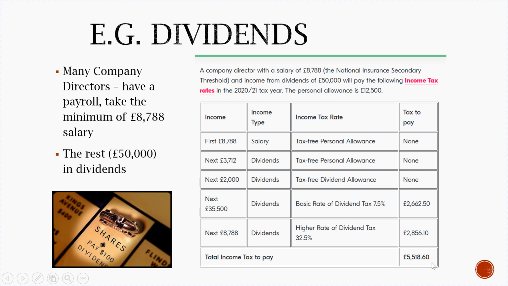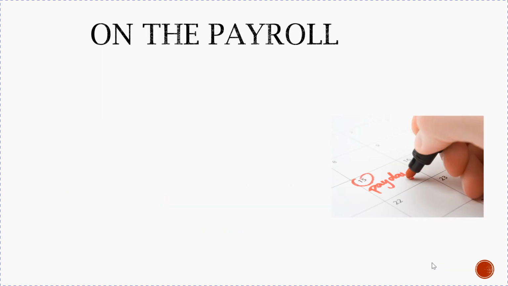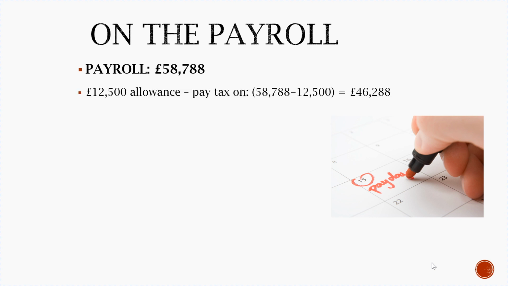5518.60. Okay, now let's compare that to if we were on the payroll and we as a director took the whole lot out on the payroll. So let's say if we ran a payroll of 58,788, what would happen? You have your 12,500 of tax-free allowance, so you would pay tax on the difference of 46,288.